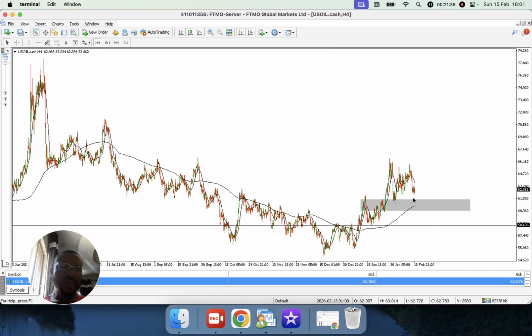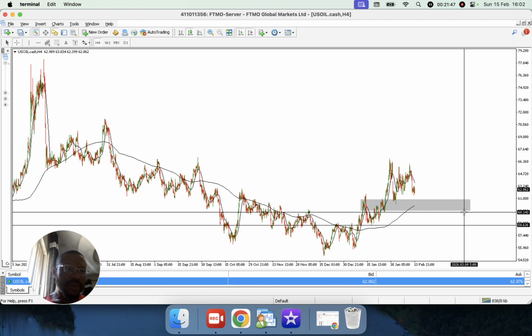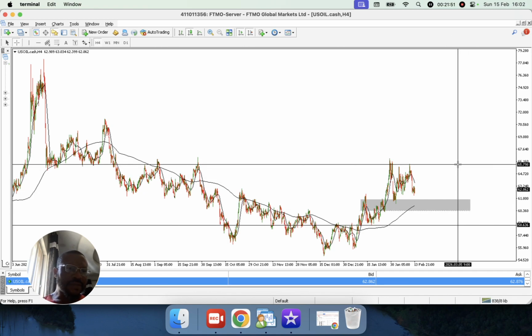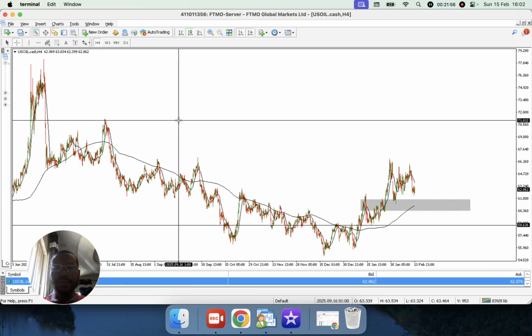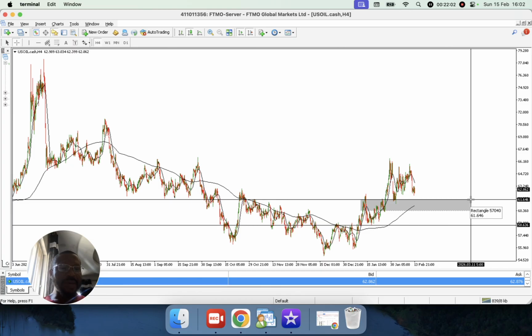So if they come here and I get an entry confirmation, I'll go long from this point, 61.690, stop loss 60.143, TP1 65.798. The TP2 will be at this point, 71.012.